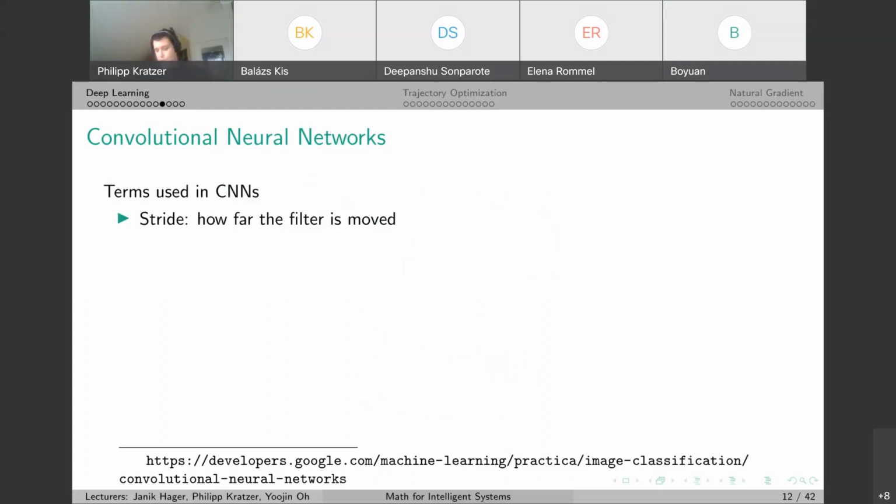So in CNNs, if you work with this or implement it in TensorFlow or PyTorch, you will come across these terms. There's the stride, which is just how far the filter is moved. In the previous example, the stride was just 1, so we always move the filter once further, but you also could move it 2 pixels or multiple pixels.